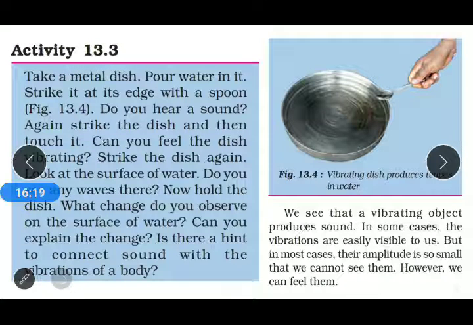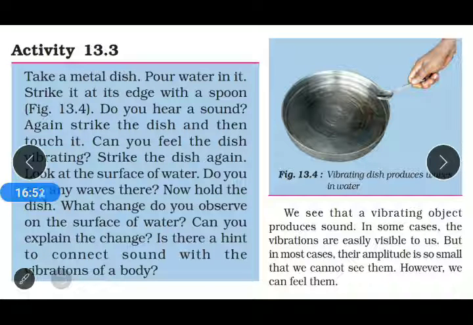So we can say that every vibrating body or object produces sound. In some cases it is visible to us, and in most cases it cannot be visible to us. The answer for why we cannot see it is the amplitude. In some cases a vibrating object has more amplitude, and in some cases the vibrating object has a small amplitude. That's why it is not visible.